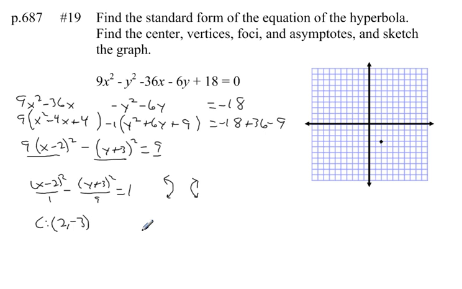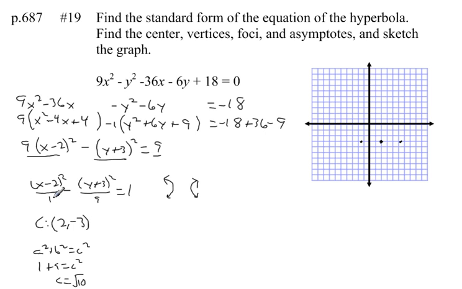So to find my foci, I can use the equation a squared plus b squared equals c squared. A squared and b squared are these two values down here, so 1 plus 9 equals c squared. So since c squared equals 10, c equals the square root of 10, which is about 3.1. That means my foci are square root of 10 units away from that center. Okay, so my foci are going to be 3.1 to the left, and 3.1 to the right. Now, I got a little ahead of myself. I should have found my vertices first.